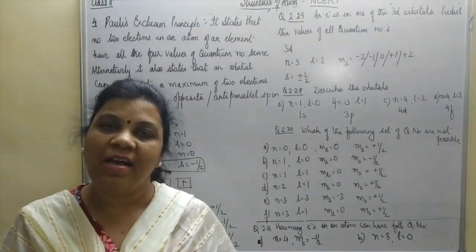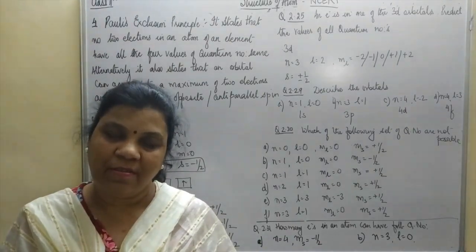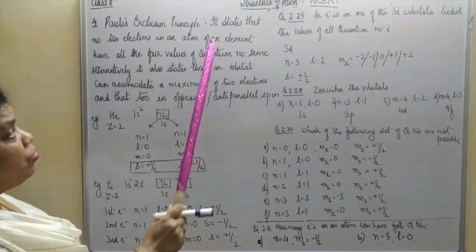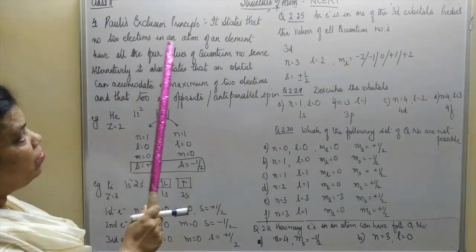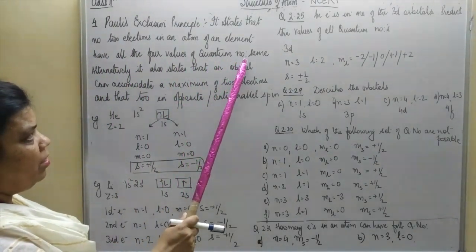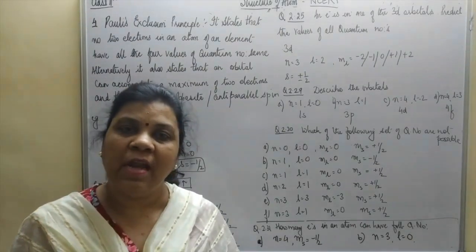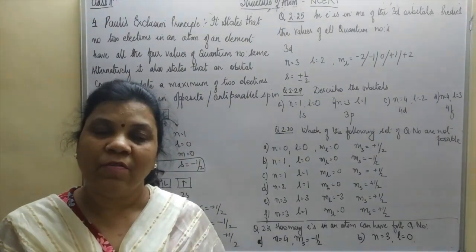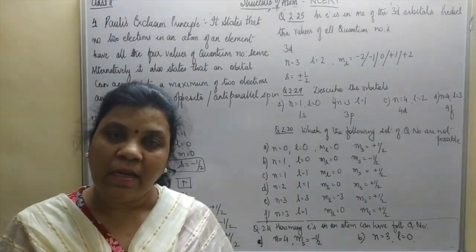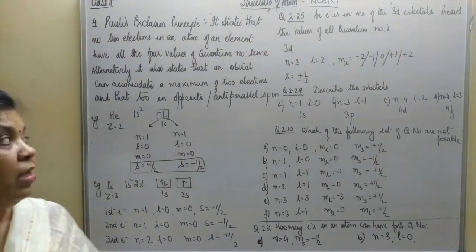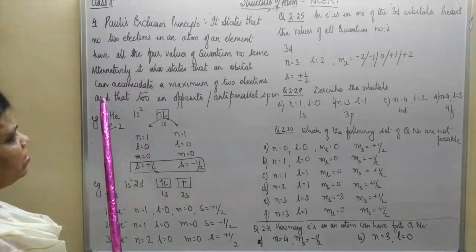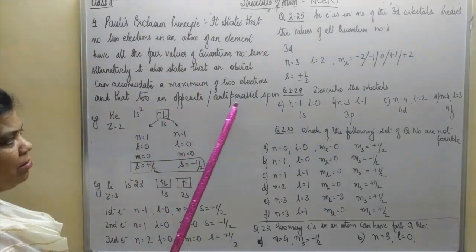Let's now learn the last rule for the filling of electrons, and that is Pauli's exclusion principle. Pauli's exclusion principle states that no two electrons in an atom of an element can have all 4 quantum numbers the same. That means for any 2 electrons in an atom, the values of all 4 quantum numbers will never be the same. Or alternatively, it also states that an orbital will accommodate a maximum of 2 electrons, and that too in opposite or anti-parallel spin.